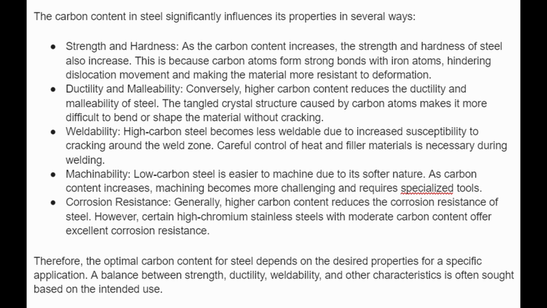However, certain high chromium stainless steels with moderate carbon content offer excellent corrosion resistance. Therefore, the optimal carbon content for steel depends on the desired properties for a specific application. A balance between strength, ductility, weldability, and other characteristics is often sought based on the intended use.